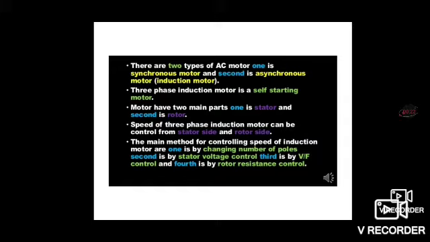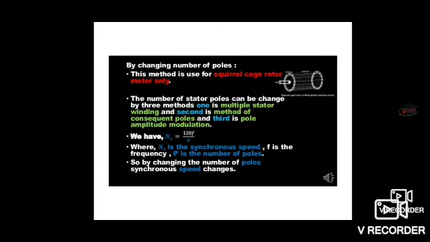The main methods for controlling speed of induction motor are: one is by changing number of poles, second is by stator voltage control, third is by V by F control, and fourth is by rotor resistance control. First method is by changing the number of poles.